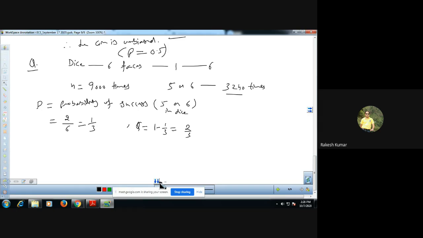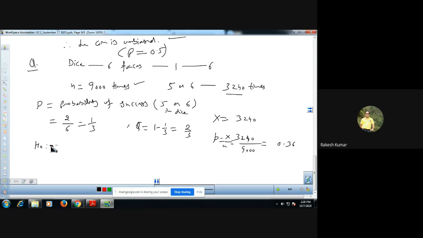Now, what is X given to us? X is 3240, given to us, and N is also given. Now from this we can calculate the sample proportion, and for calculating the sample proportion we use this formula X by N, that is 3240 upon 9000, and we shall calculate that this is 0.36. You can check that this is the value of the proportion.